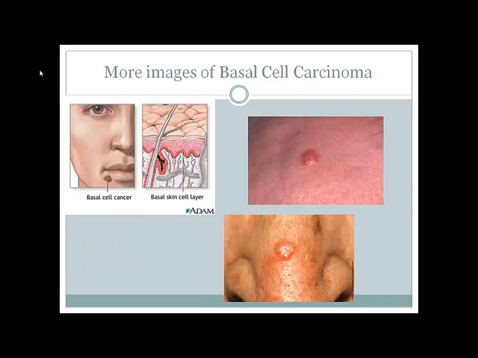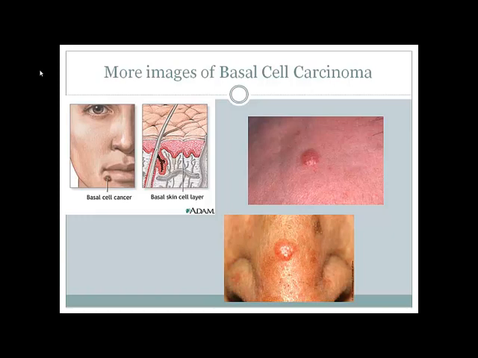So we look on the upper left-hand side right here. We see a more technical image of basal cell carcinoma, and we see where it is and what it looks like on the face, on the body. And then we look to these two real-life examples on the right-hand side. It's a little strange, honestly. It doesn't look as harmful as one might think. It might look like just a basic pimple or whatever.